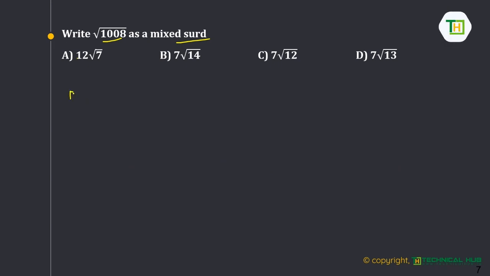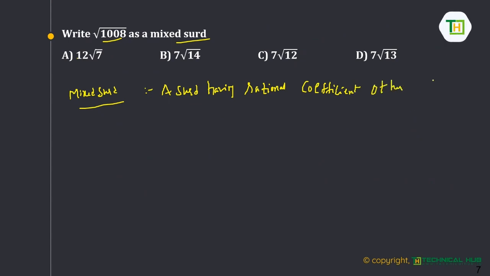So I will write down the definition. Please note it down. A mixed surd is nothing but a surd having a rational coefficient other than unity. It means except one. So for example, 2 root 7. This is a mixed surd. Similarly, 3 root 6, this one is also a mixed surd. Or 2 root x, this one is also a mixed surd.